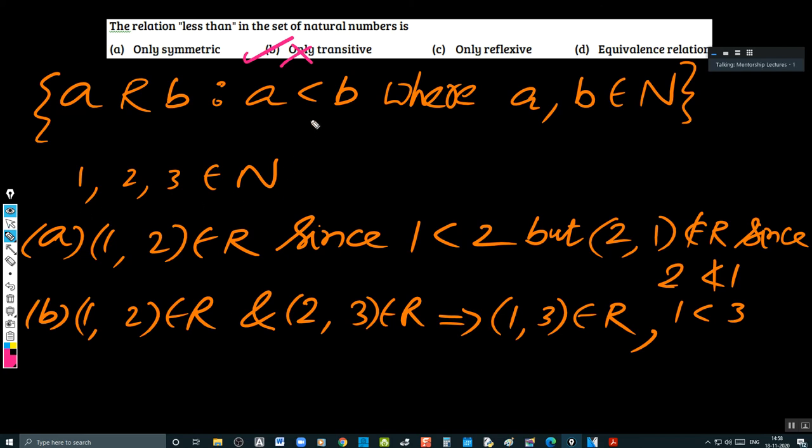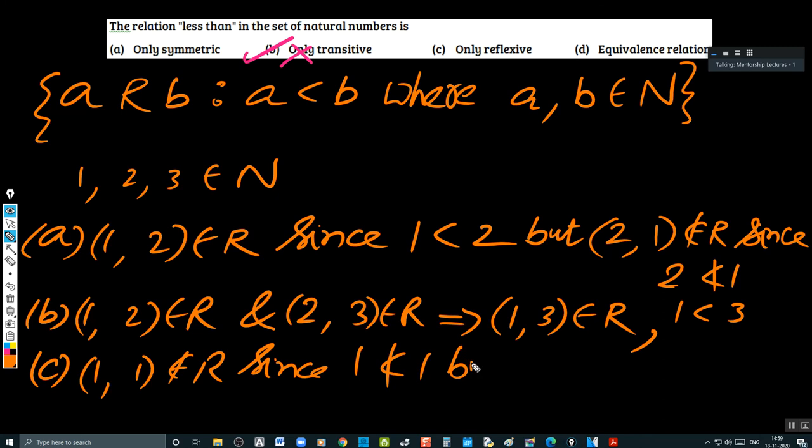It's clear here, because it will not become reflexive. If you take any element 1, 1, 1 is less than 1 is not possible. So C is not possible. 1, 1 does not belong to R, since 1 is not less than 1, but 1 is equal to 1 is possible. So if you are given A is less than or equal to B, then that's different.